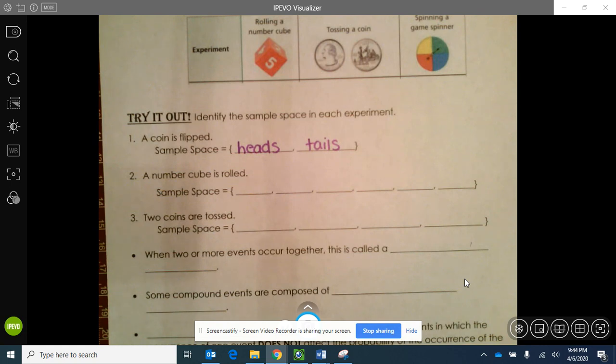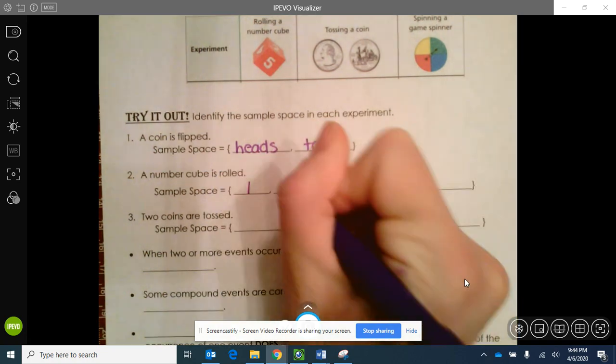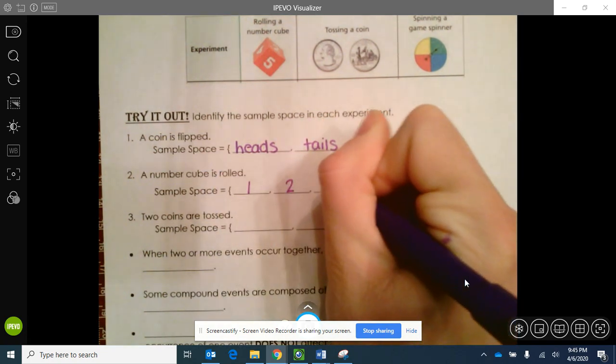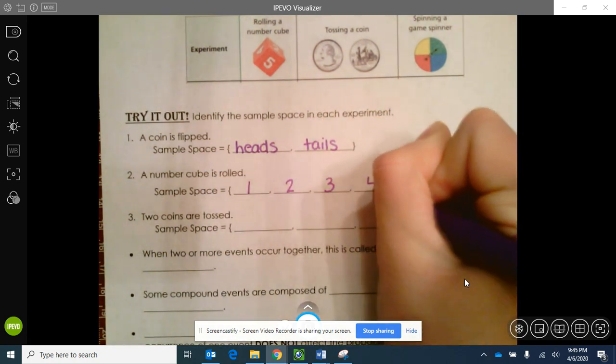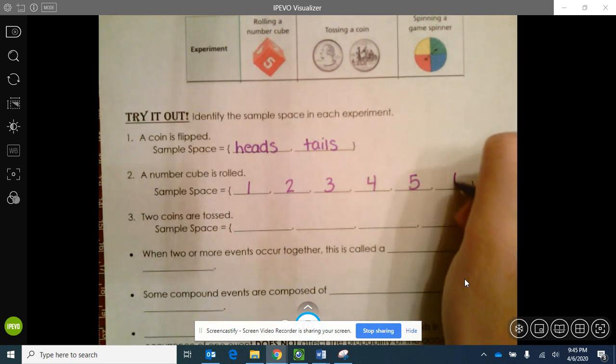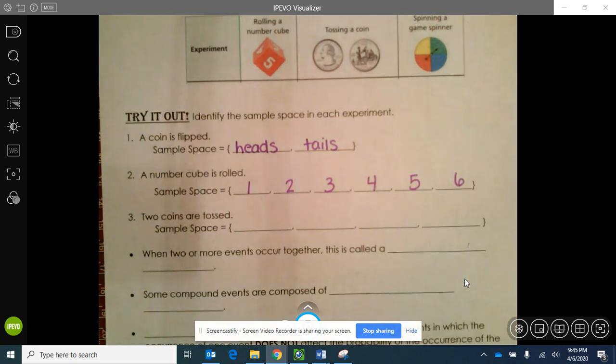Okay, a number cube is rolled. So let's say this is a normal number cube or die. It has the numbers 1 through 6 on it. So when you roll this number cube, you could get a 1, you could get a 2, you could get a 3, you could get a 4, you could get a 5, or you could get a 6. So those are all your possible outcomes.